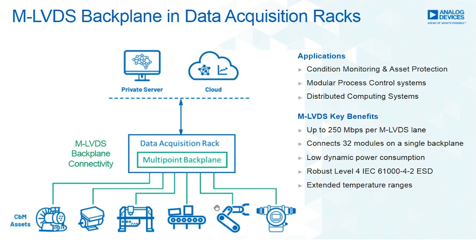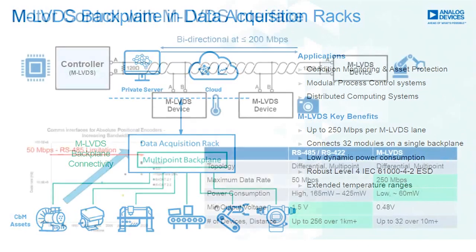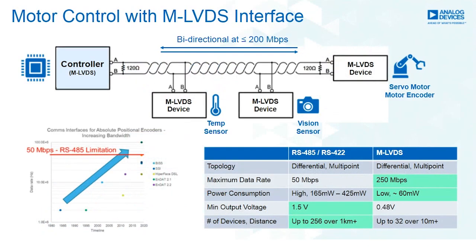An emerging area for M-LVDS is within motor control, as the interface between a controller and several remote devices, such as a positional encoder or a temperature sensor. Traditionally, RS422 and RS485 have been the interface of choice for remote control. However, with the recent need for increasing bandwidth, RS485 is fast approaching its upper limitation in speed.